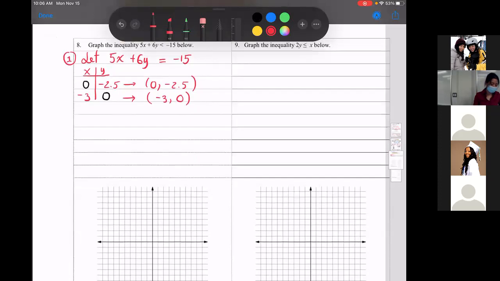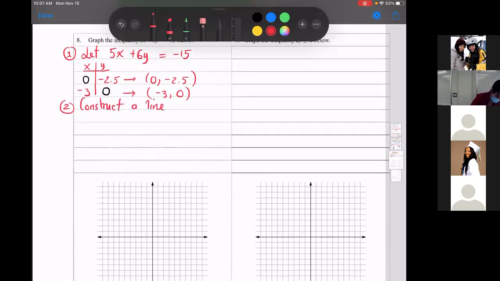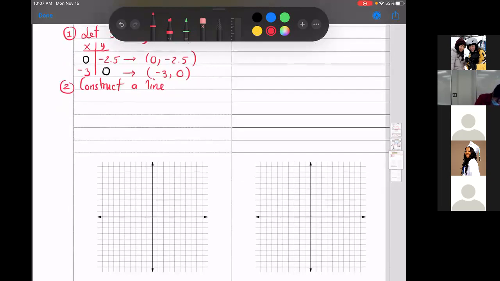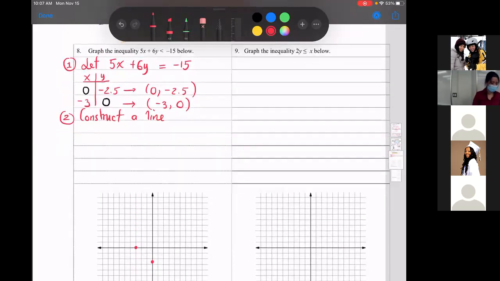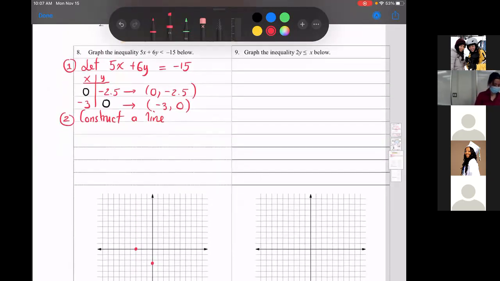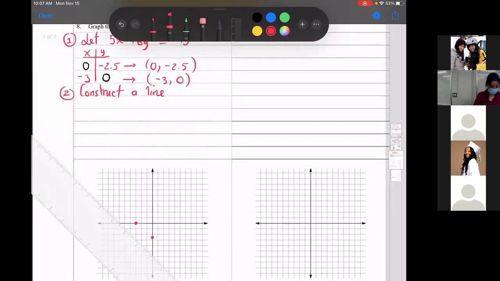Why do I need this? Because I need to construct a line. Step 2, construct a line. I'm gonna plot the point 0, -2.5 right here, and then -3, 0 right here. And then connect the dots. Is it gonna be solid or dashed? Very good, dashed.